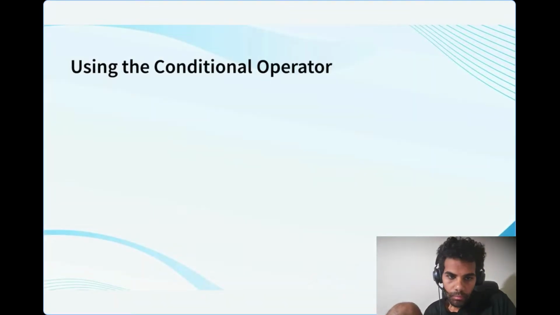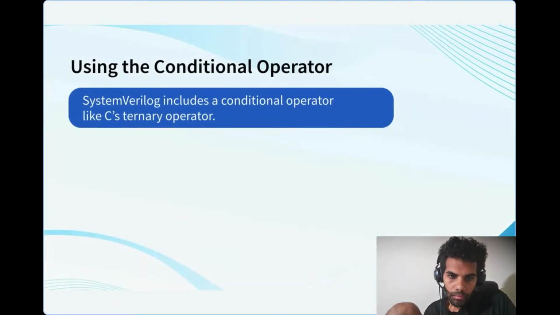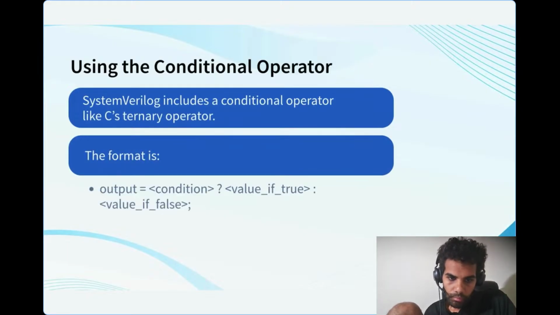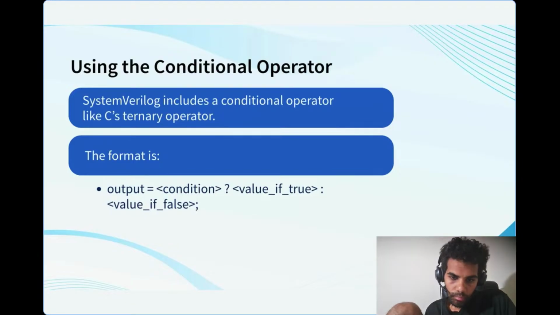SystemVerilog includes a conditional operator, just like C's ternary operator. The format is: output equals condition, question mark, value if true, colon, value if false. A 2-to-1 multiplexer is a perfect example.